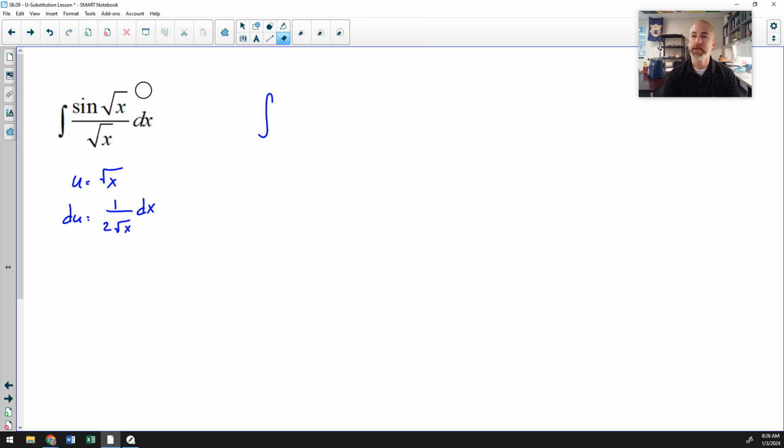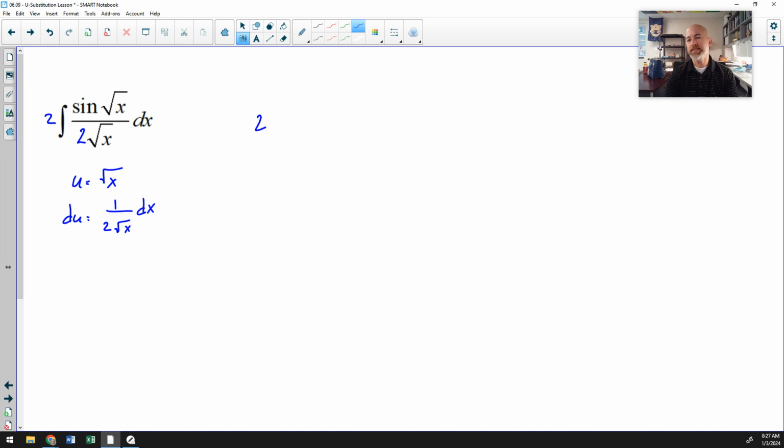And as I mentioned a minute ago, in order to create the du, I need a 1 over 2 root x. So I'm going to put a 2 here, and that is dividing by 2. So I'm going to put a multiply by 2 out here. If I multiply by 2 and divide by 2 at the same time, I have not changed the problem. It just looks a tiny bit different, but the value is the same.